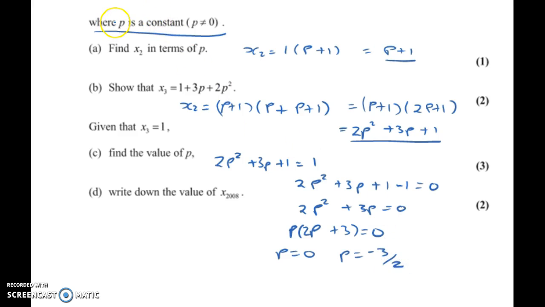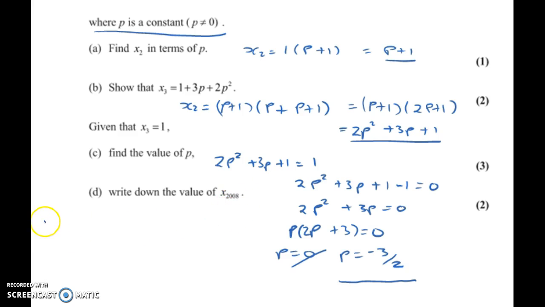Notice back at the beginning of the question it said p is a constant and p cannot be equal to 0. So p is minus 3 over 2. Now that we have p, it says write down a value of x 2008. Okie dokie. We don't really want to do 2008 terms. Let's see if there's a pattern.